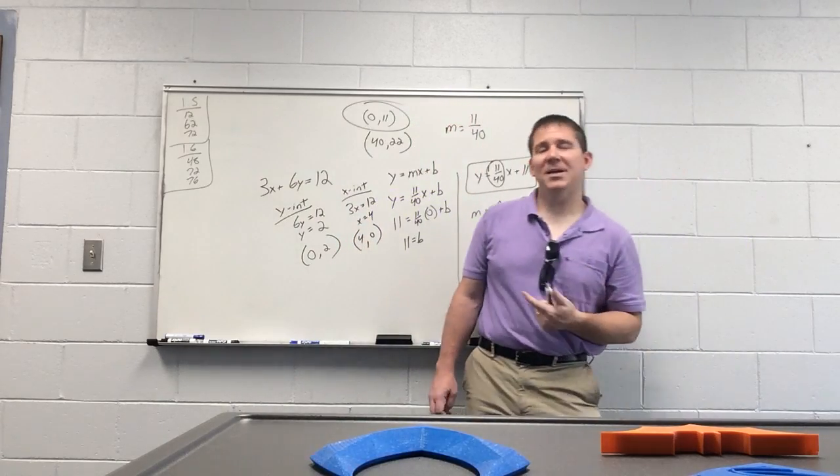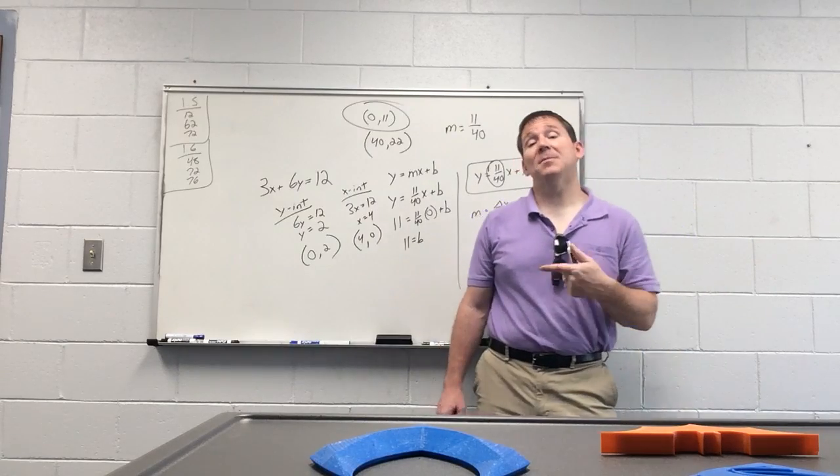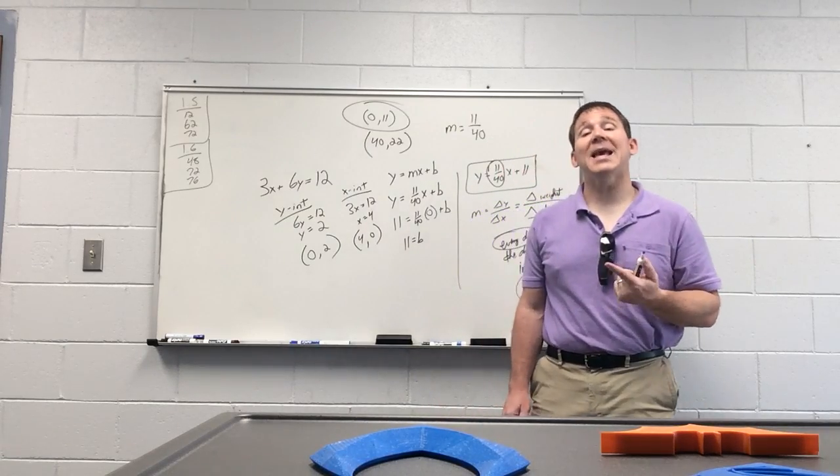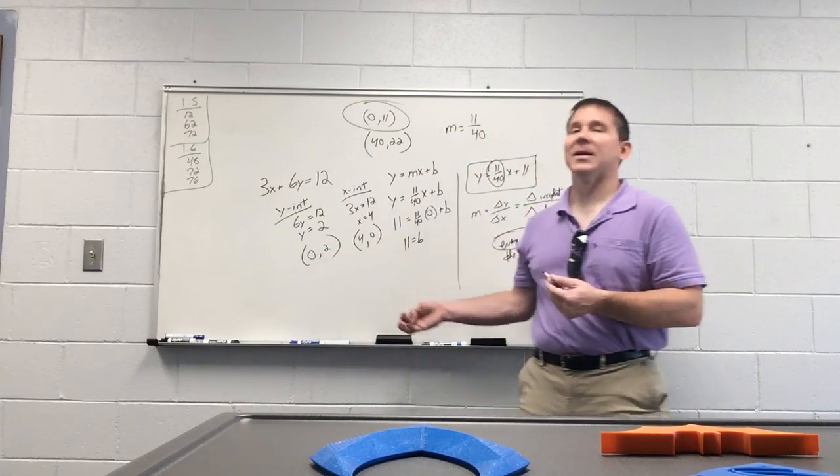So there isn't really a formula to find the intercepts. To get the x-intercept, make y 0. To get the y-intercept, make x 0. And then you get these points.